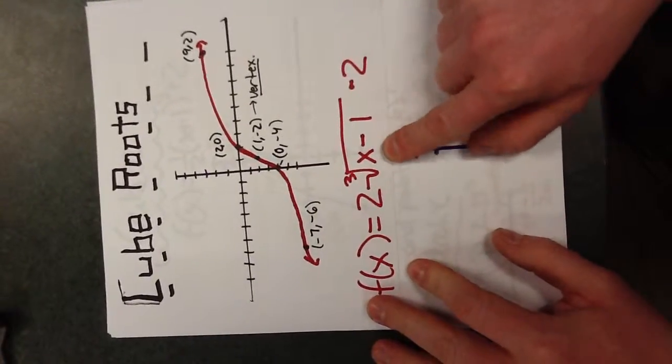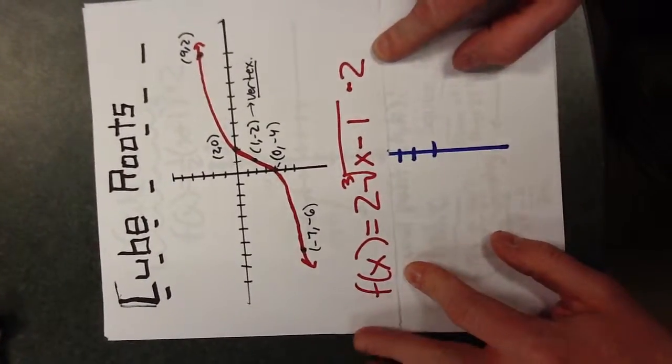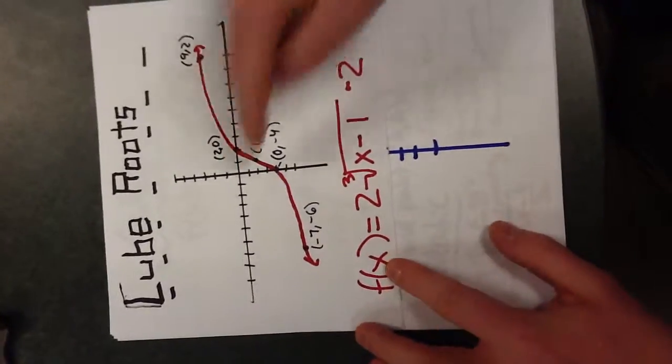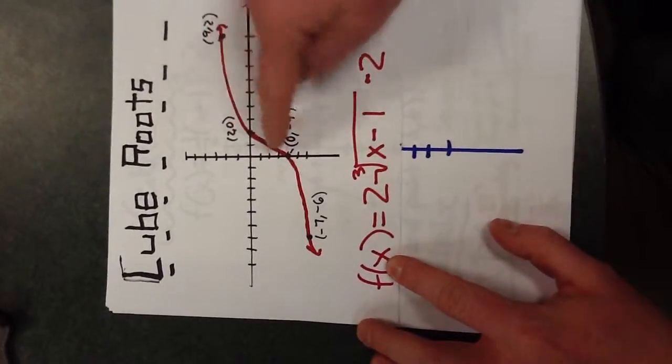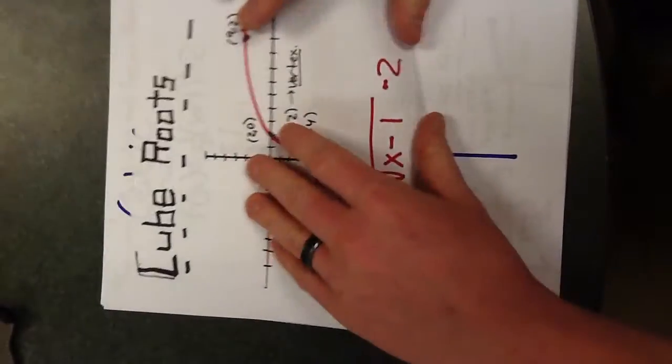2 times the cube root of x minus 1, minus 2, and it looks like so. Well, we move it to the right 1 and we move it down 2. So there's our starting point.